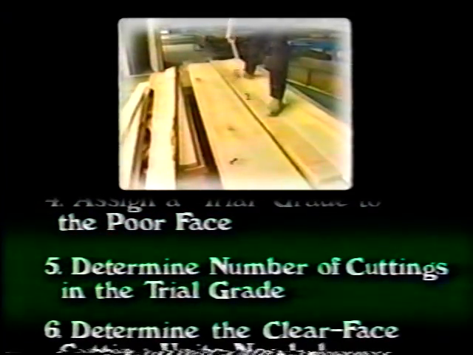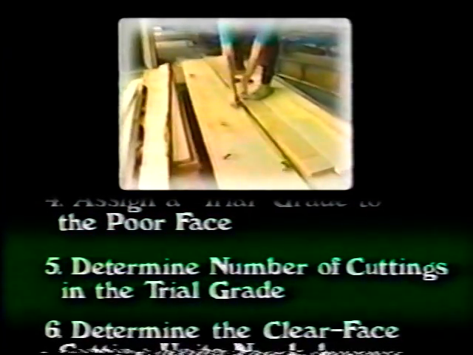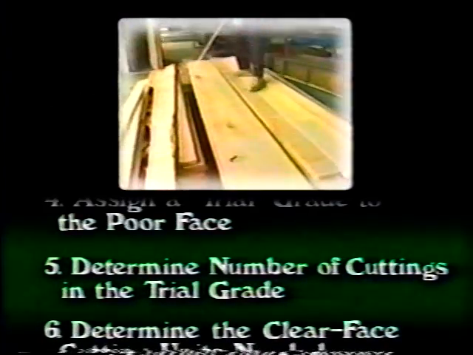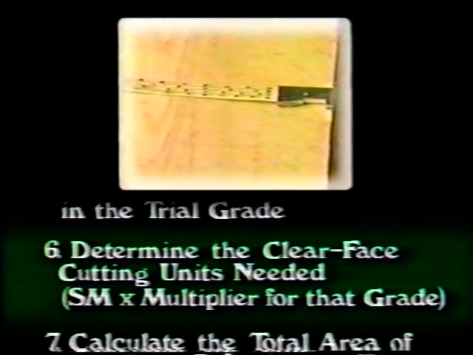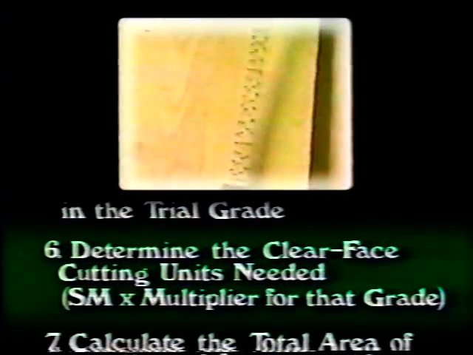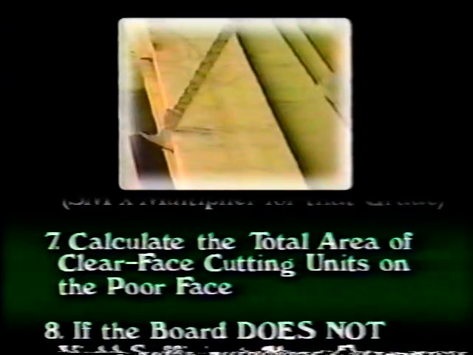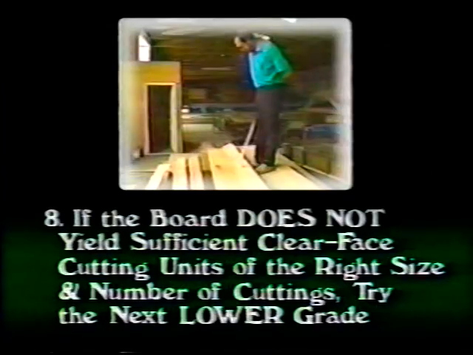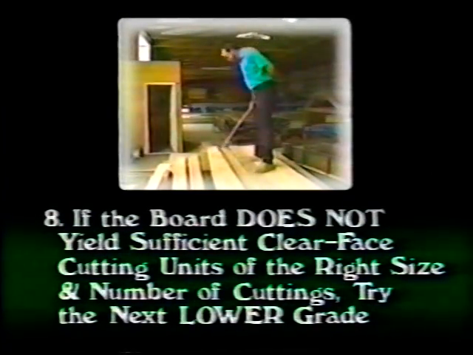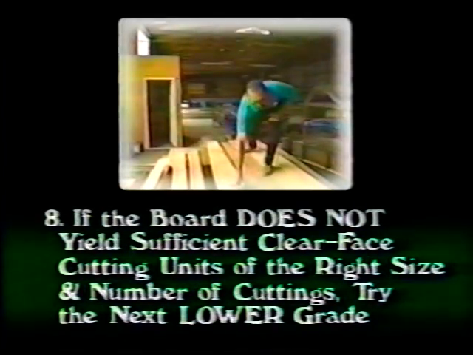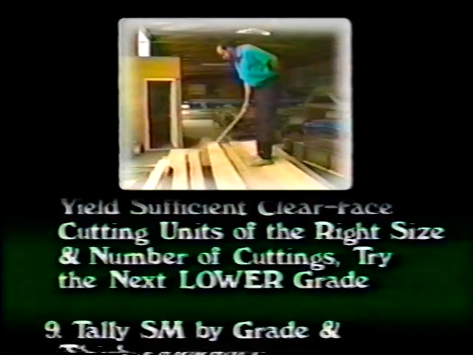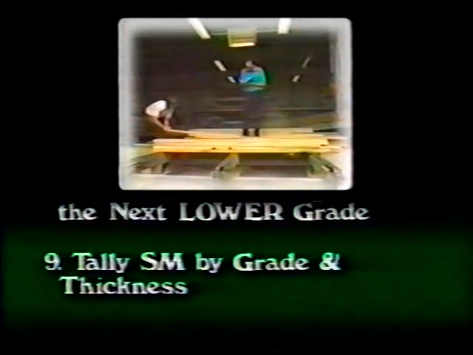Determine number of cuttings permitted in the tentative grade, keeping in mind the minimum size of cuttings required for that particular grade. Determine the clear face cutting units needed. We do this by multiplying the surface measure times the multiplier for that particular grade. Calculate the total area of clear face cutting units on the poor face. If the poor face does not yield sufficient clear face cutting units of the right size and number of cuttings, try the next lower grade. Remember, the reverse side of the clear face cutting must be sound. Tally surface measure by grade and thickness.